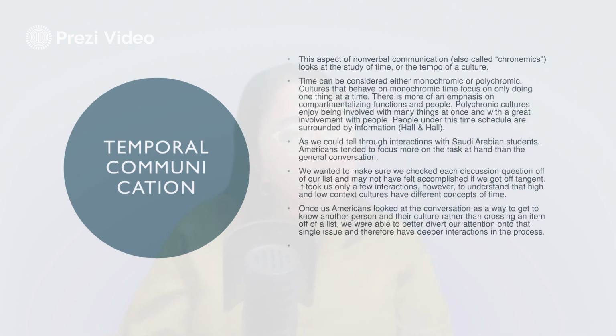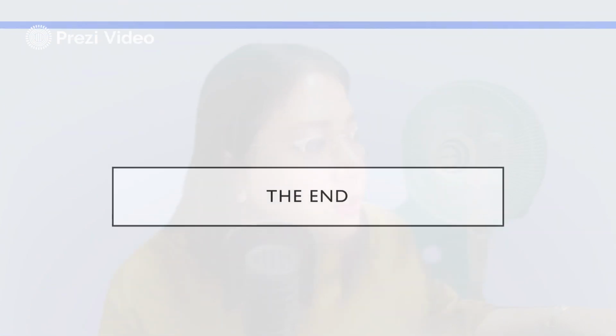So this is an example of a polychronic culture. However, when it comes to Americans, they tend to focus on the task at hand rather than the general conversation. So they are actually a monochronic culture. They can only focus on one thing. Alright, and that's all.